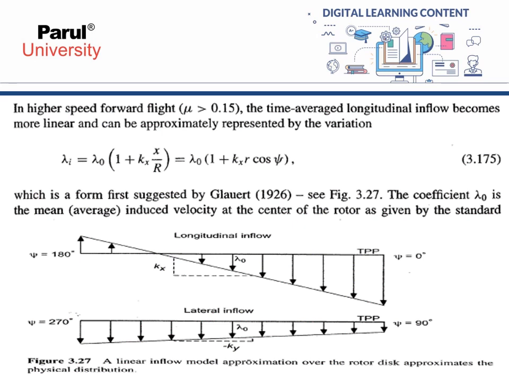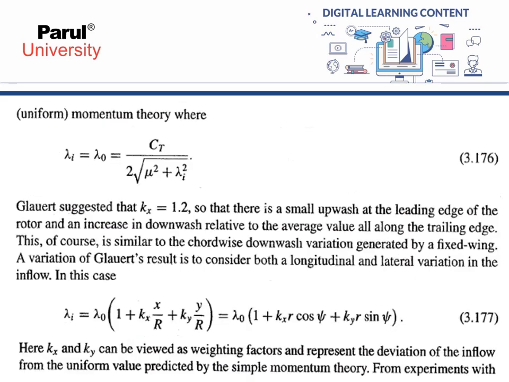You can see the longitudinal inflow in the first figure, and the lateral inflow in the second. For longitudinal inflow psi is 0 to 180, and for lateral inflow psi is equal to 90 to 270 degrees. TPP is nothing but tip path plane. Uniform momentum theory, where lambda is equal to Ct by 2 square root of mu squared plus lambda squared. Glauert suggested that kx equal to 1.2, so that there is a small upwash at the leading edge of the rotor and an increase in downwash relative to the average value all along the trailing edge.